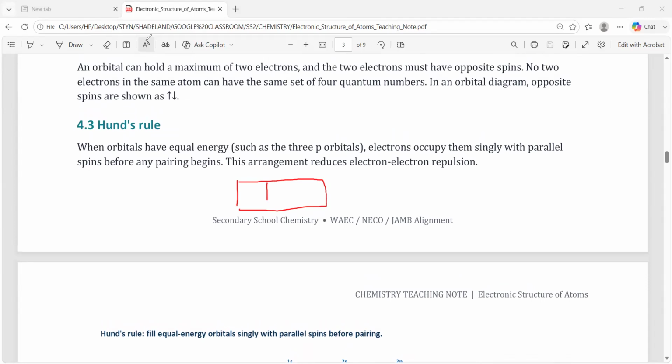So if this is 3p, these three orbitals are degenerate. They have equal energy, or approximately equal energy. Listen attentively. Hund's rule is saying that when you are writing electronic configuration and you are putting electrons into orbitals, for carbon, for instance, you put one here and you put one here.